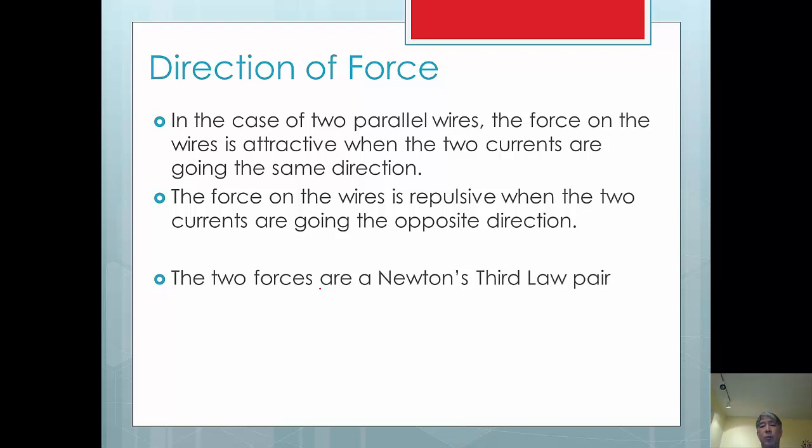Just like when two people are attracted to each other, they walk in the same direction. If, on the other hand, the currents are going in opposite directions, let's say one is going up and the other one is going down, then the force on those two wires is going to be repulsive. They want to move away from each other. That's because they're moving in the opposite direction. And just to remind us, the two forces make a Newton's third law pair.